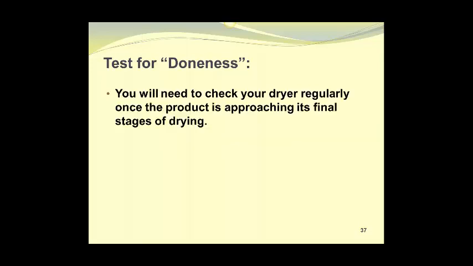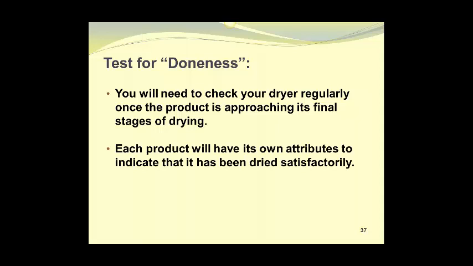Now let's look at the test for doneness. You will need to check your dryer regularly once the product is approaching its final stages of drying. Each product will have its own attributes to indicate that it has been dried satisfactorily. Here we see some ginger slices spread on plastic mesh ready to be dried.